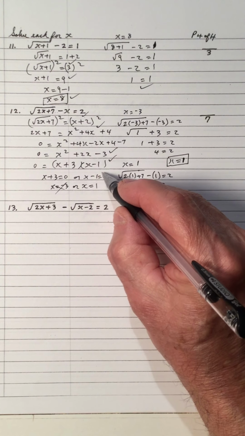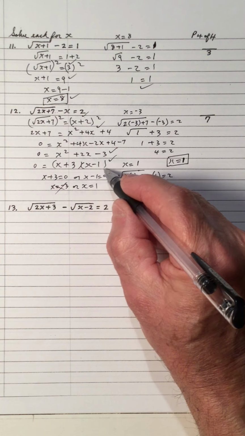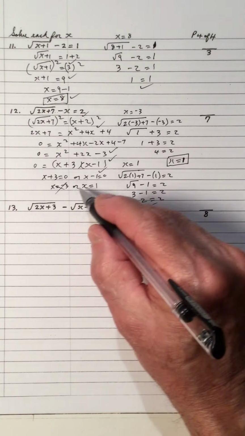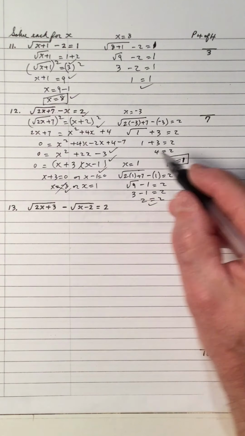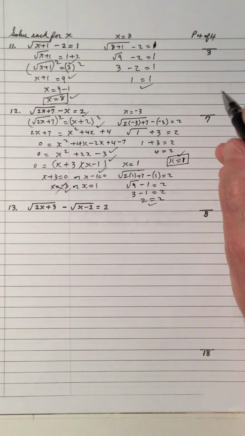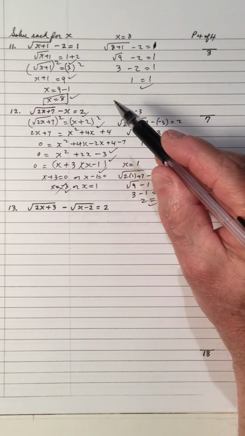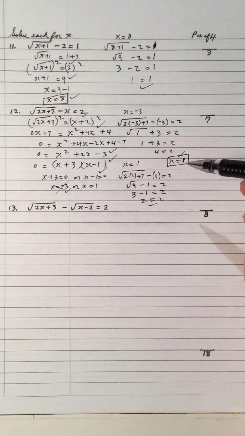If you have these answers right here, you give yourself a mark. And if you eliminated this one, you give yourself a mark. If you picked out the 1 as the answer. So 7 in total altogether. Count them up. Make sure. 7.